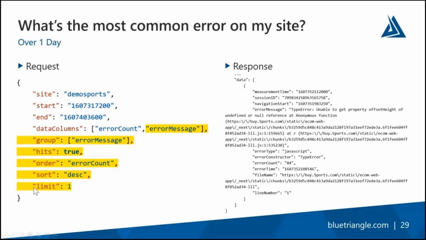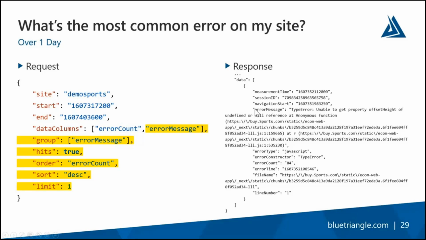And just to reduce the amount of detail in the response, we're just going to limit it to the top result. So we're just going to see what's the most common error on the site. All right, and so if we send that off to the API, this is what the response looks like. One thing you'll notice when you set hits to true, you'll get additional data fields in here.